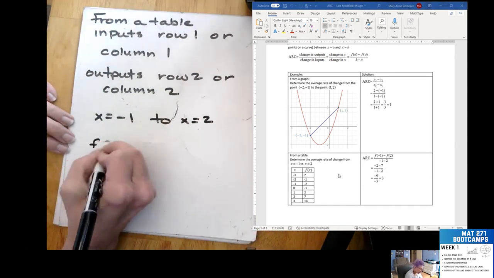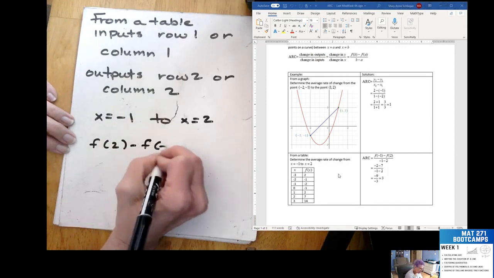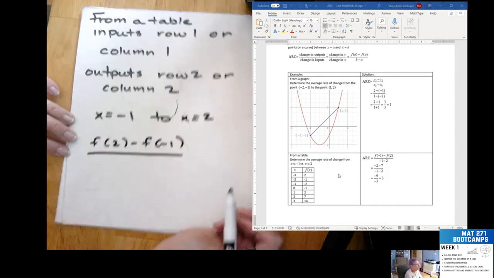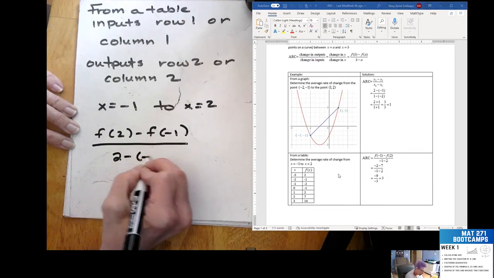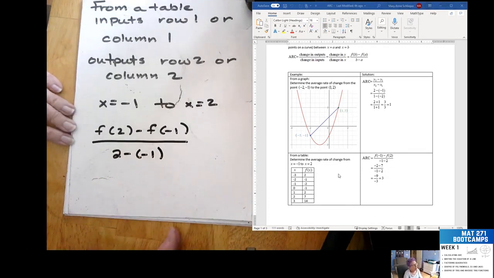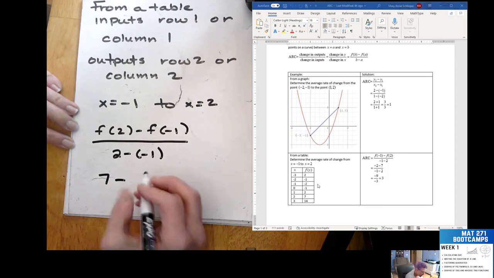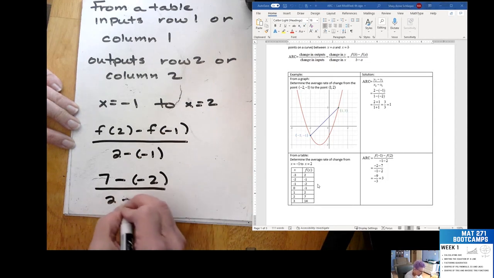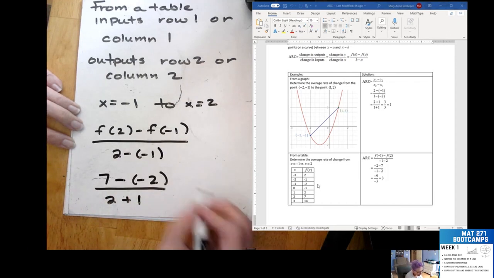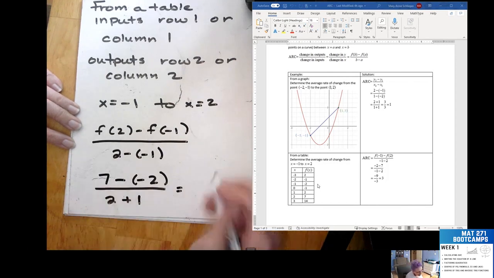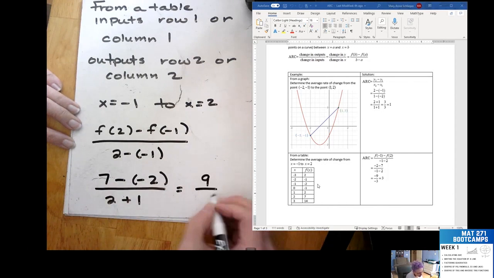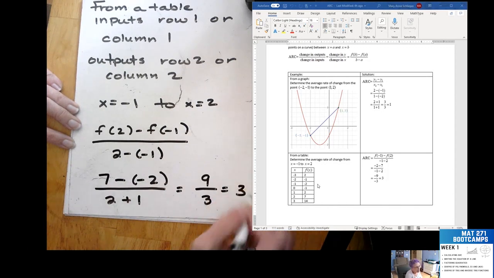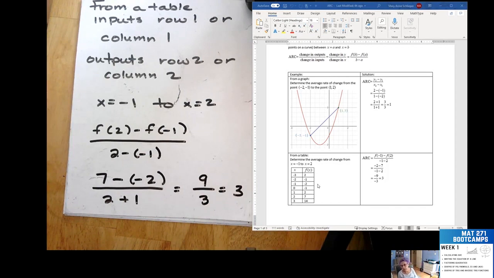I'm going to do F of 2 minus F of -1 divided by 2 minus -1. And then I just look at the table. F of 2 is equal to 7. F of -1 is equal to -2. And 2 minus -1 is the same as 2 plus 1. Again, 7 minus negative 2 is the same as 7 plus 2, so it's 9 over 3, which gives me 3. Easy stuff.